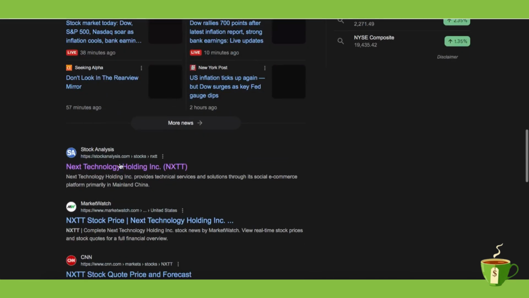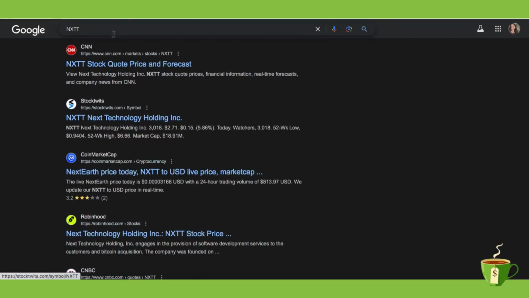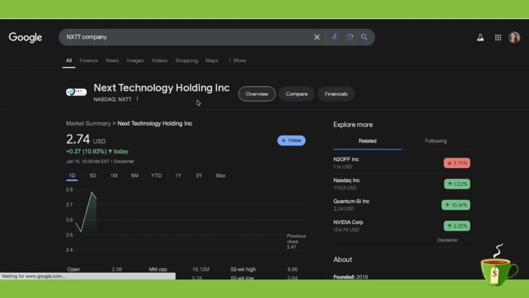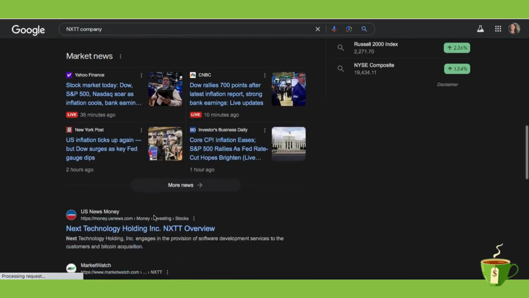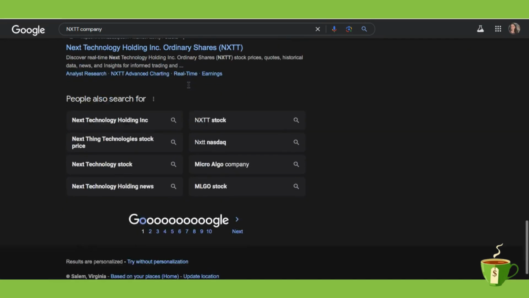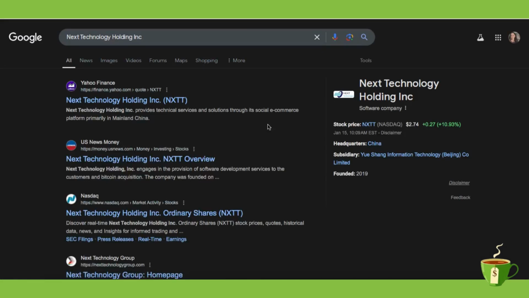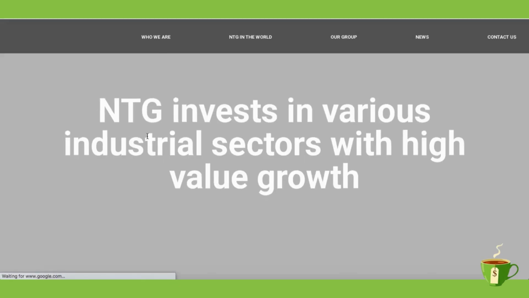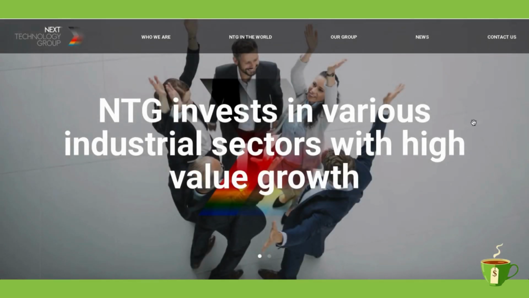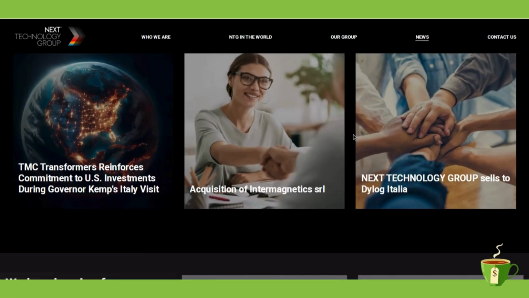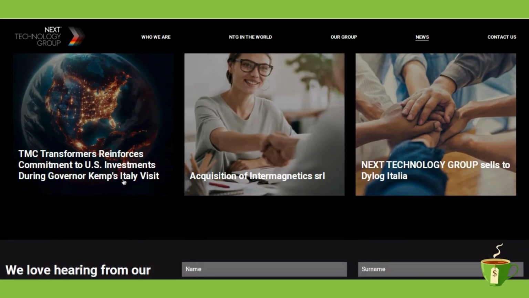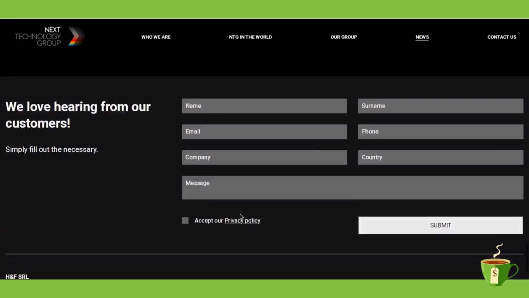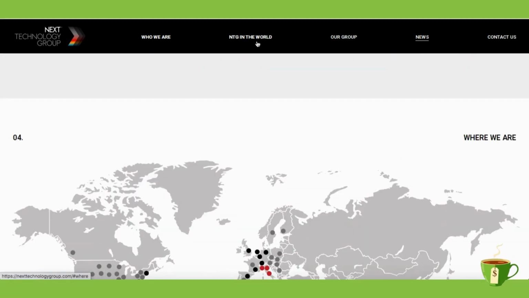Where's the company itself? Company. Do they not have a website? There's no way. Oh, okay. Wow. They need to work on their SEO because I had trouble finding them. So news. Governor Kemp. Oh, okay. Okie dokie, where we are. This is a very strange website. All right.